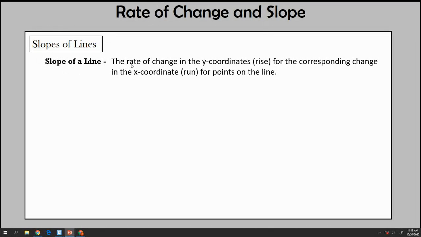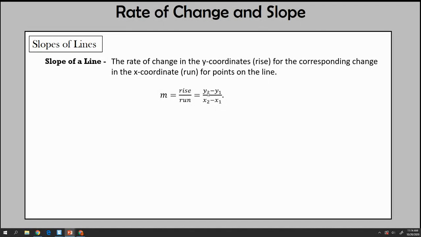The slope of a line is the rate of change of the y coordinates, which is the rise, for the corresponding change in the x coordinate, which is the run, for the points that are on the line. Okay. Now, cursive m is the letter we use to represent slope. I don't know why for sure, but that's what we use. And we say slope equals rise over run, and it's the change in y values over the change in x values.